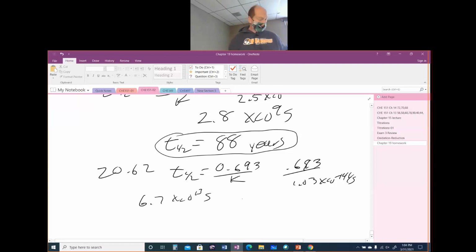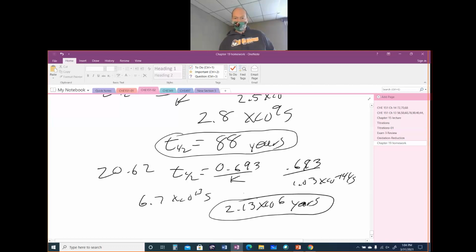And then you convert that into years, and you get 2.13 times 10 to the 6th years. So you get 2.13 million years for the half-life of neptunium-237. All right.